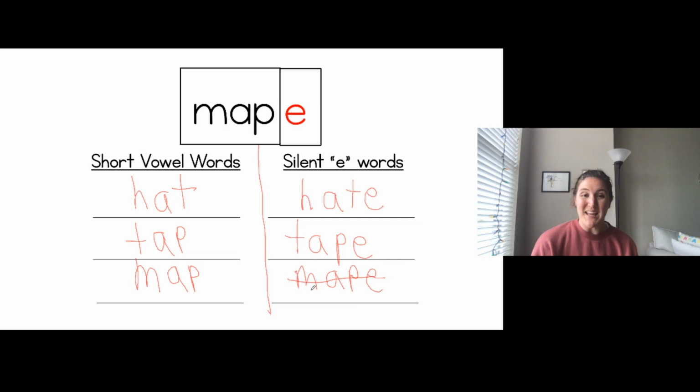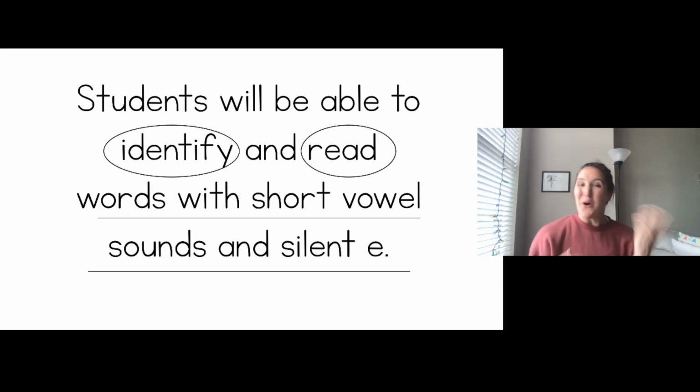Okay, kindergartners, so you sorted the words with short vowels and the words that end in a silent E. So then you could practice reading those words to someone in your house. Okay, kindergartners, so let's look at our objective. We said that today we would be able to identify and read words with short vowel sounds and silent E. Did we do that? Yeah, we did. Great job, kindergartners. This is really tricky, but I know you can do it. All right, bye for now.